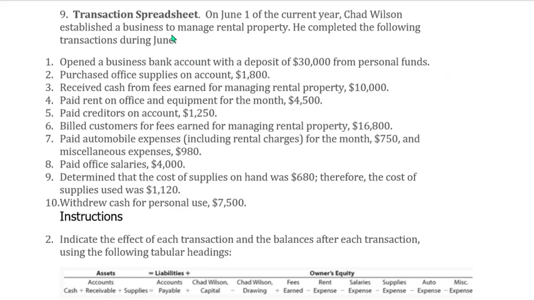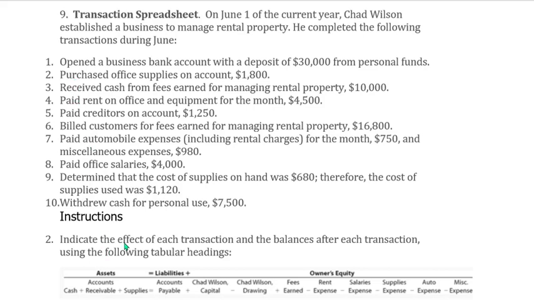Okay, this is chapter 1, class problem 9, and we're going to record some transactions on a spreadsheet down here. This is a guy, Chad Wilson, who established a business to manage rental property, and he completed these 10 transactions during June. We'll have to record each transaction separately.